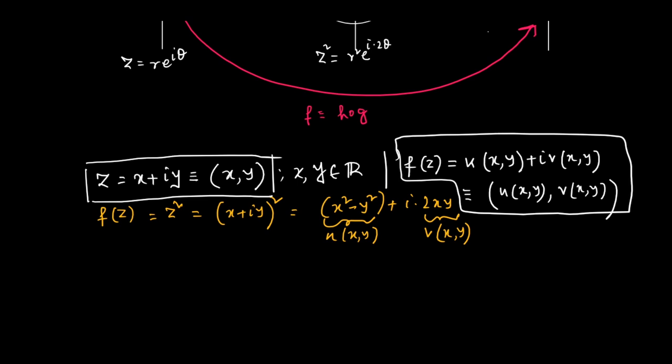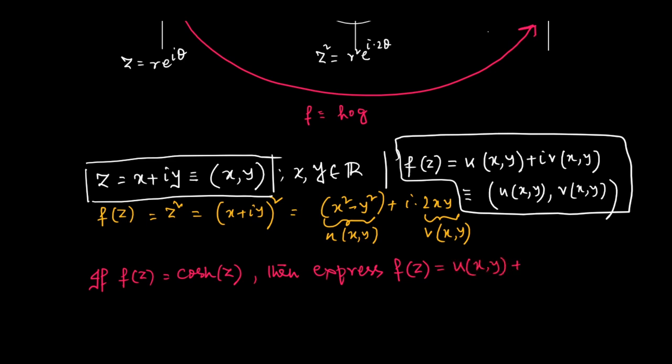Now, a problem for you to solve. The problem is a pretty simple one. Can you tell me, if f(z) is equal to hyperbolic cosine z, how you will express f(z) as u(x,y) plus i into v(x,y), as we did earlier? So the question is, if f(z) equals hyperbolic cosine z, then express f(z) as u(x,y) plus i into v(x,y). I'm leaving this problem for you to solve.